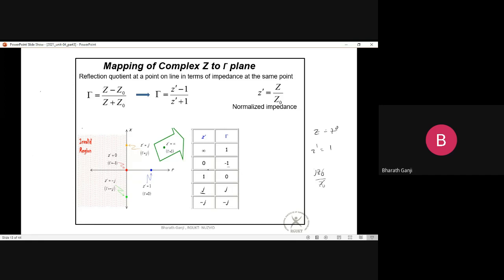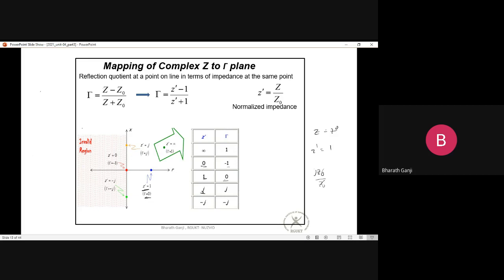For z dash is equal to 1, because it's a matched load condition, the magnitude of reflection coefficient is 0. You can see it is at the origin. Of course, I'm sorry, for the short circuit, when z dash is equal to 0, you have the reflection coefficient as minus 1. Whereas when it is a matched circuit, the magnitude of reflection coefficient is 0. So you can see it's on the resistance axis.